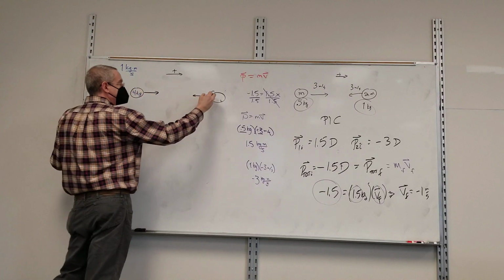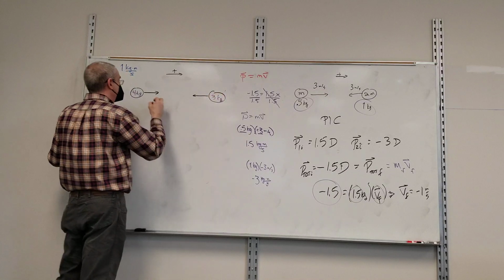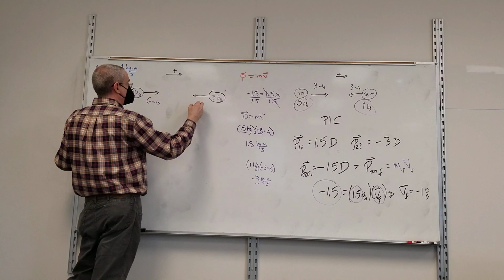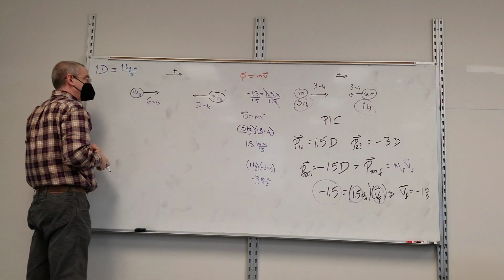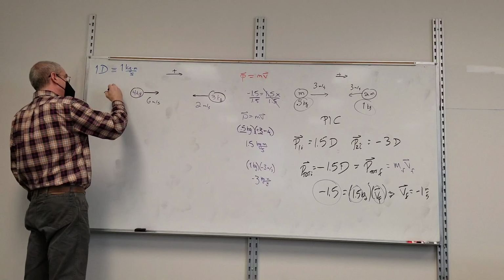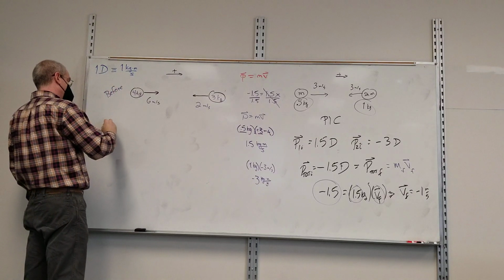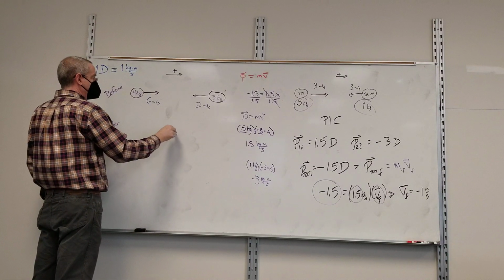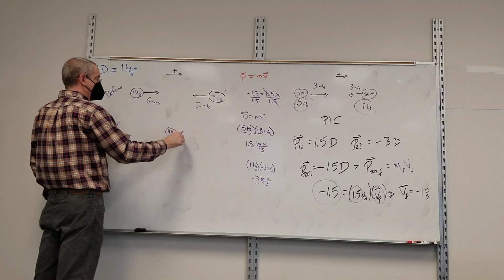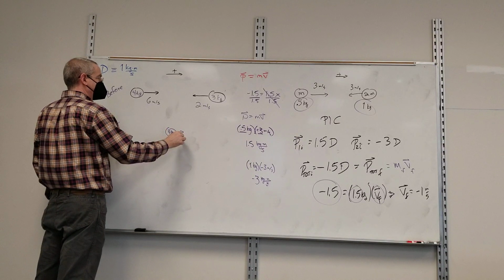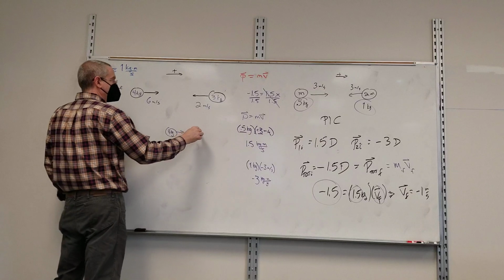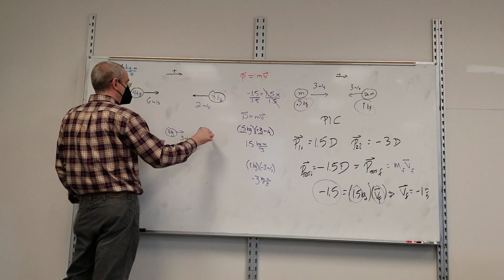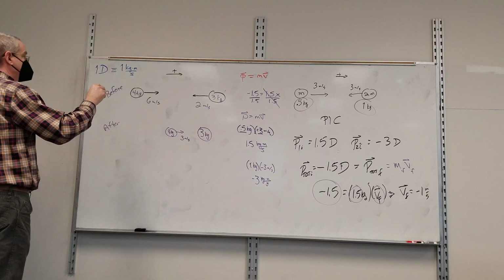4 kilograms, 3 kilograms, 6 meters per second, and 2 meters per second. This is before, afterwards. We'll have the 4 kilogram mass moving to the right at 3 meters per second, 3 kilogram mass. Let's make sure that this is actually solvable.